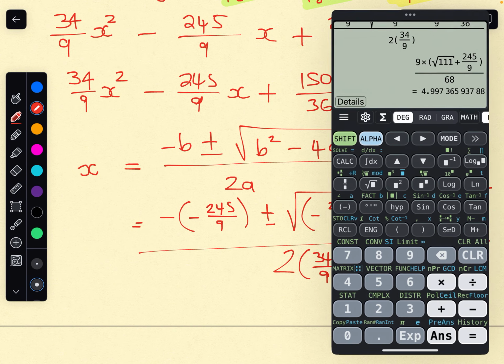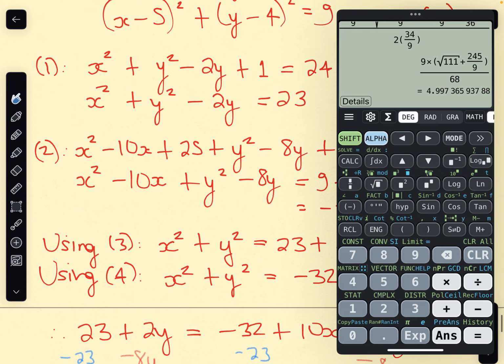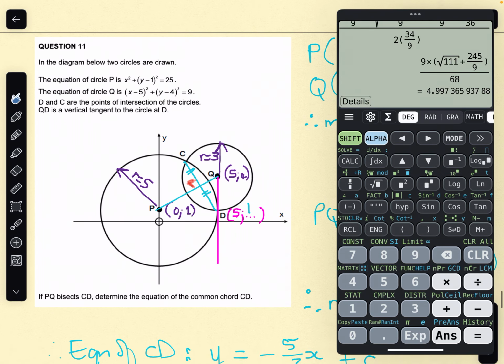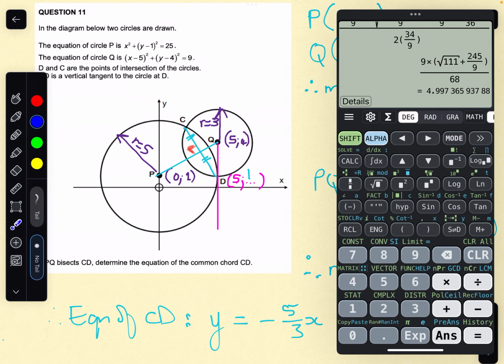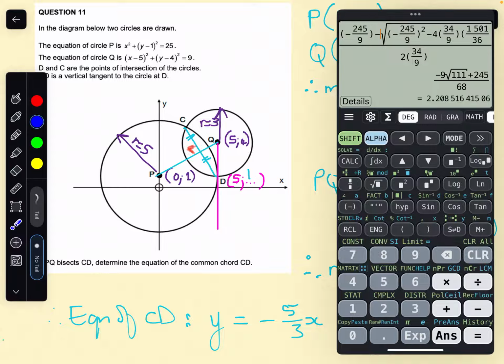Would be the x. Why is it not exactly 5? Because now we know that one of the points of intersection is going to be at 5. What are the, c can't be 4.991. Let's see. If I do minus, who knows? We might be surprised. Yeah, you see now. So these would be the coordinates of C, the 2.2.